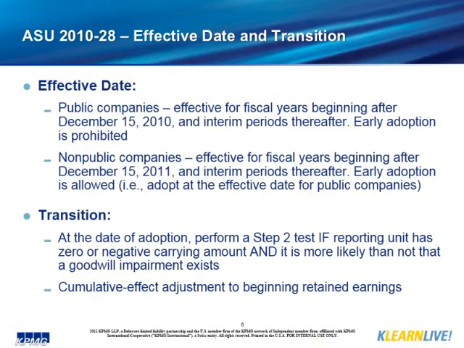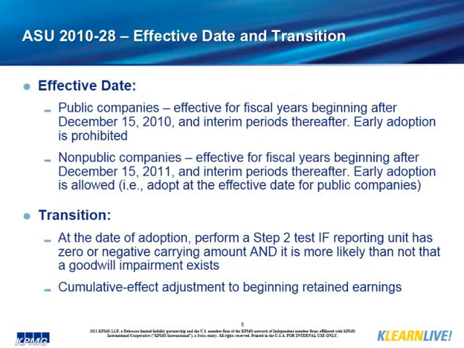This ASU is effective for public companies for fiscal years beginning after December 15, 2010, and interim periods thereafter. In other words, it is effective January 1, 2011 for calendar year-end companies. Early adoption is prohibited for public companies. Non-public companies have an additional year to adopt. For calendar year-end non-public companies, the effective date is therefore January 1, 2012. However, non-public companies can elect to early adopt at the effective date for public companies.